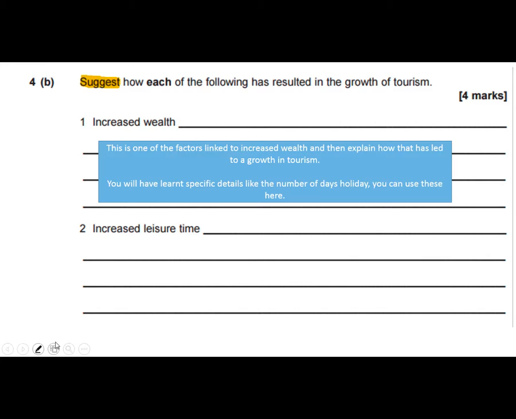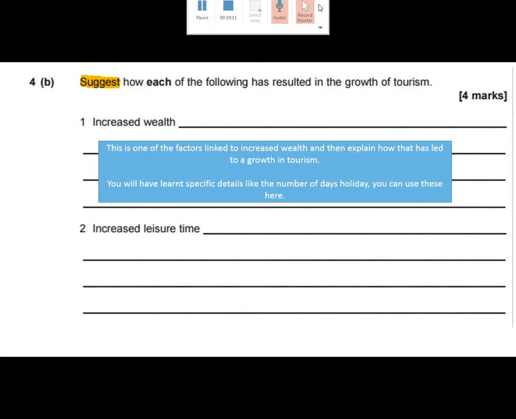You've also learnt specific details about number of days holiday, how much money people earn now on average. Anything to do with those, they will make your point, and then you need to explain them. They will get you a mark specifically. So if you can name those or use those specific facts, do so in this section. It shouldn't really take you 4 minutes. 3 minutes, off you go.